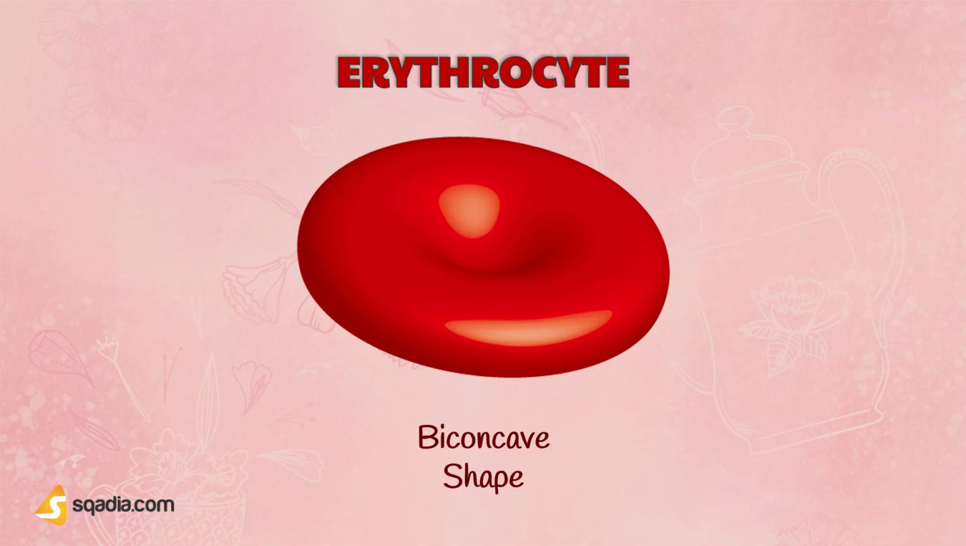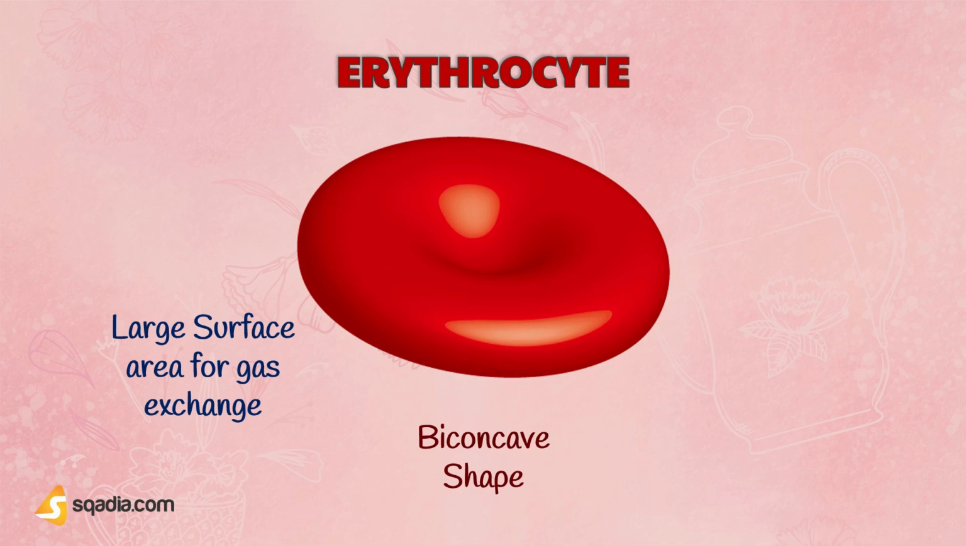This biconcave shape of erythrocytes serves a vital purpose in their function. It allows them to have a large surface area relative to their volume, which facilitates efficient gas exchange. The concave shape also provides flexibility to the cells, enabling them to squeeze through narrow capillaries and navigate the intricate pathways of the circulatory system.